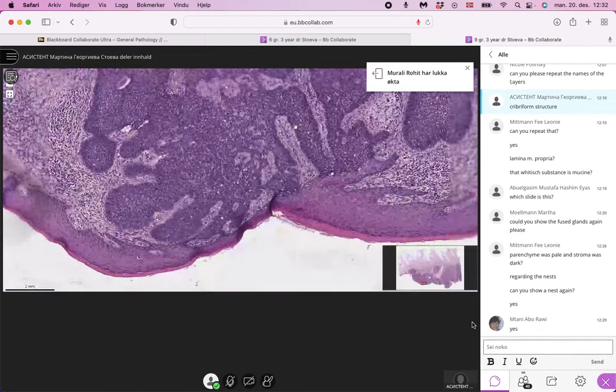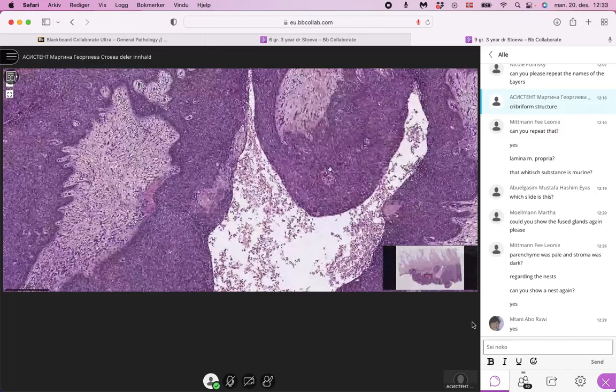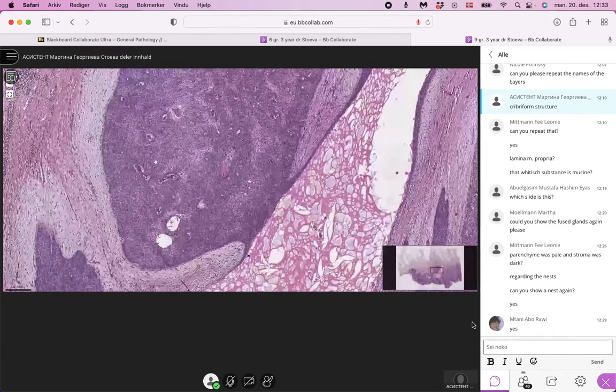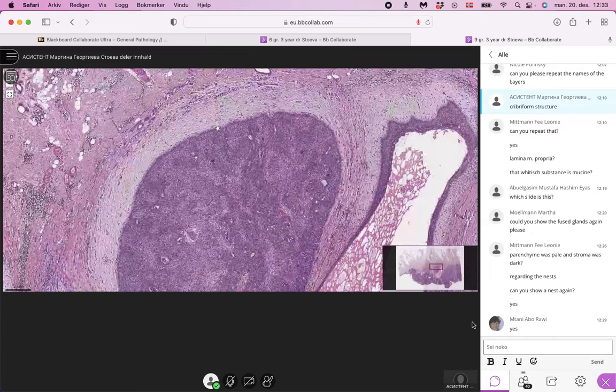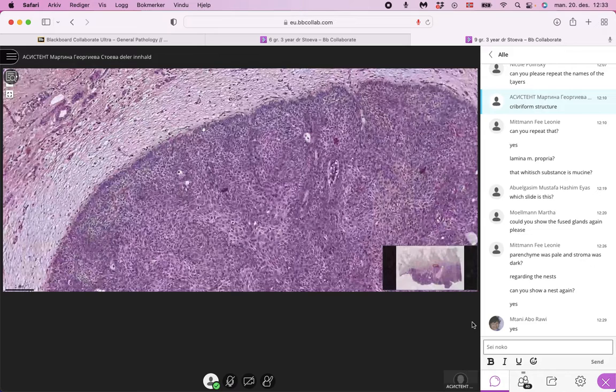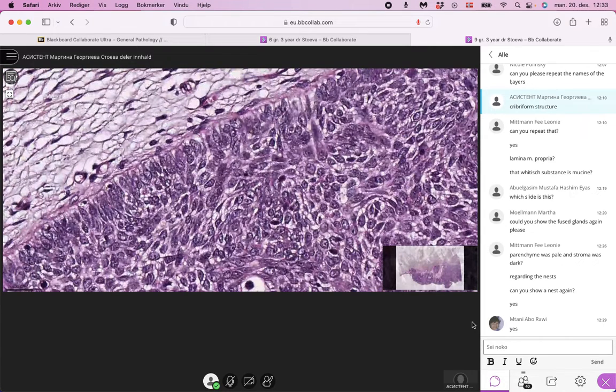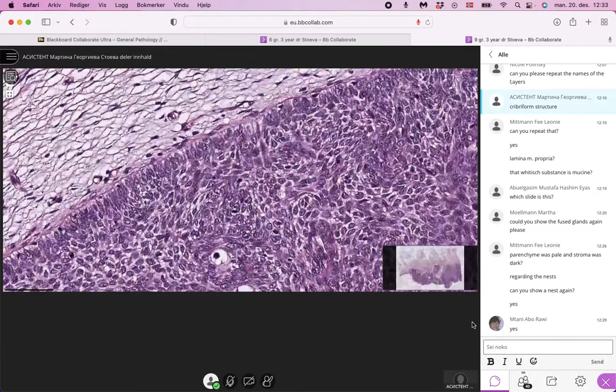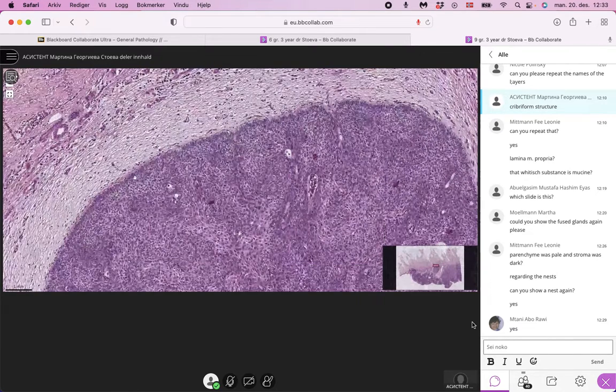A quite characteristic finding is the presence of palisading nuclei at the peripheral area of the nests. Palisading means that here the nuclei are parallel to each other and perpendicular to the surrounding stroma, so these nuclei look like a fence. This is palisading. At medium magnification, it's even better seen, I would say.